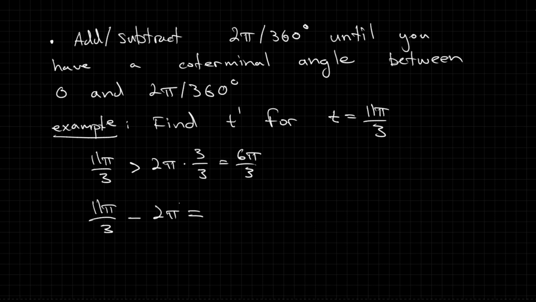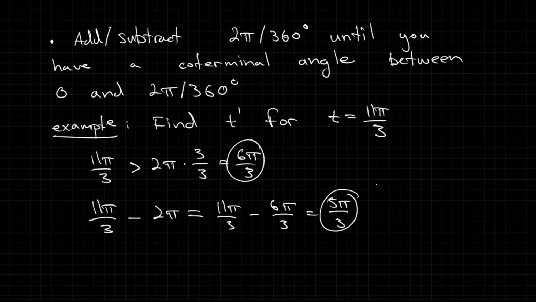So subtracting 2 pi from 11 pi over 3 will give me 5 pi over 3. And now 5 pi over 3 is between 0 and 2 pi. If you compare this to 2 pi, which is 6 pi over 3, 5 pi over 3 is less than 6 pi over 3. Now, if you had to add or subtract 2 pi more times, then do that, but in this case we only have to subtract 2 pi once. And of course it's worth mentioning that you'll have to add 2 pi if you have a negative angle.